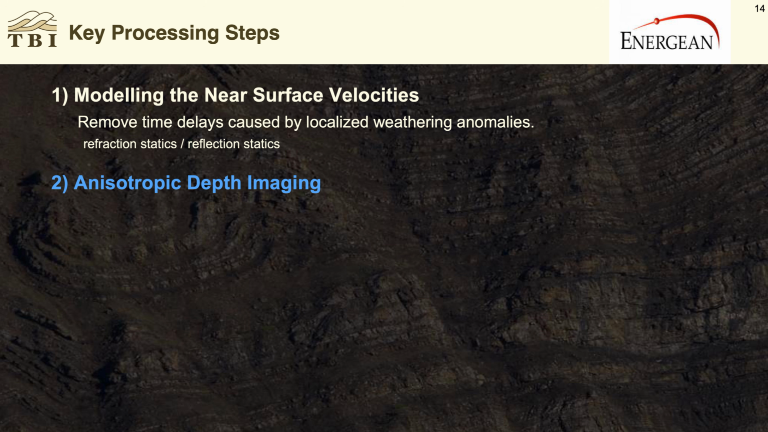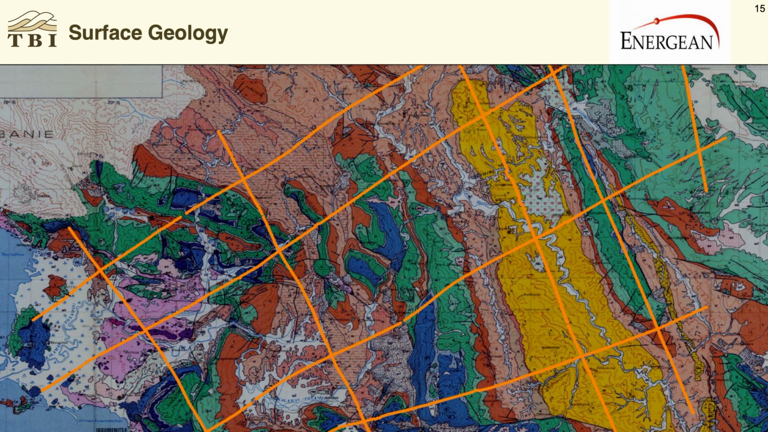That takes us to the end of step 1. The time delays have been calculated and applied to the data, which is then ready for anisotropic depth imaging. Building a depth velocity model in an exploration area like this is difficult. Thankfully, we did have extensive and detailed surface geology information and were able to extract rock type and dip information along the 2D lines. And once again, just showing the area of this 2D line that we were looking at today.